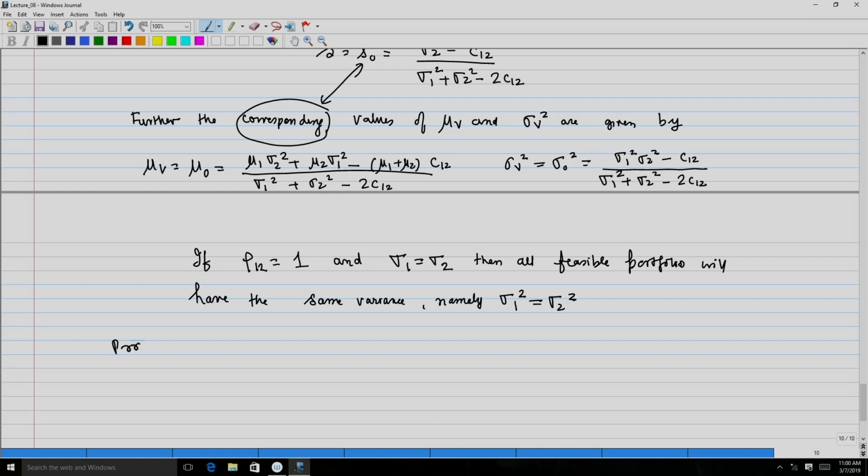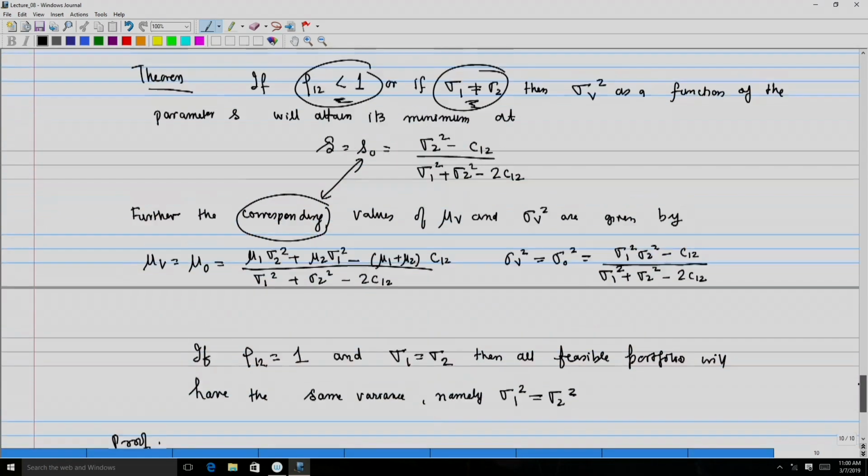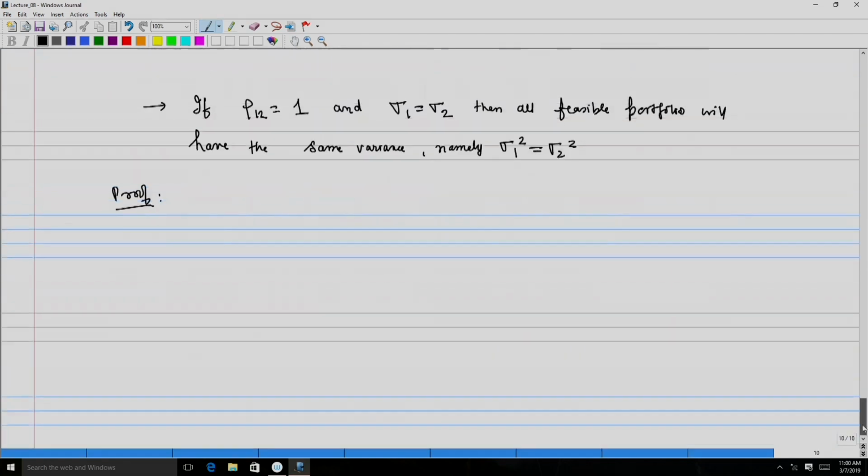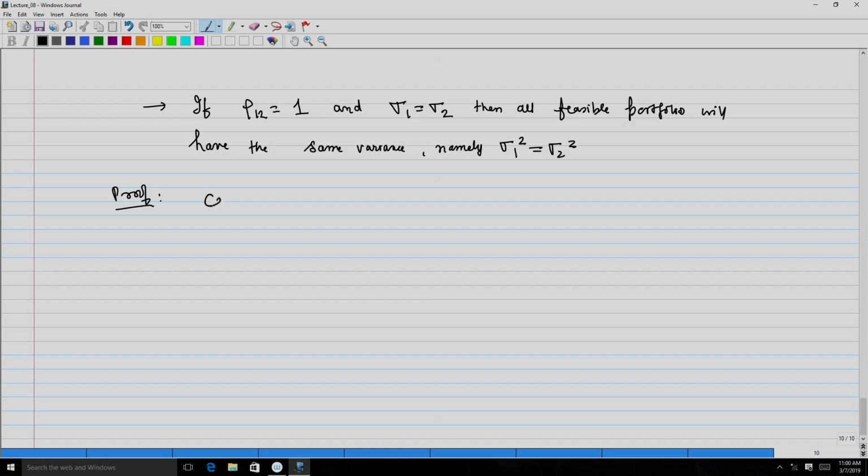Okay, so let us look at a proof of this. So, let me split up the proof into two cases. I will consider this to be the first case and this to be the second case. So, case 1, when rho 1 2 is not equal to 1 or sigma 1 not equal to sigma 2.